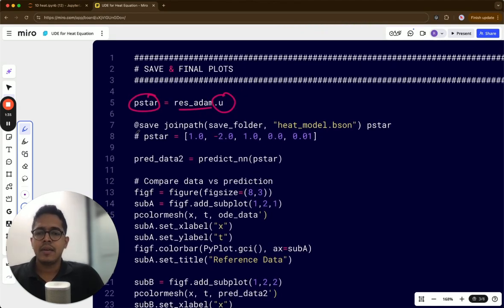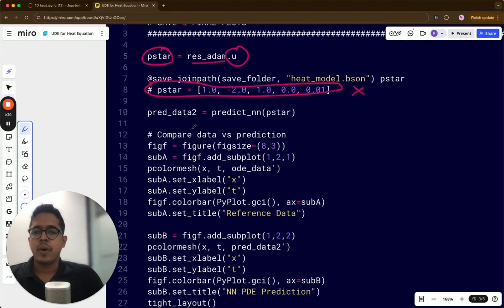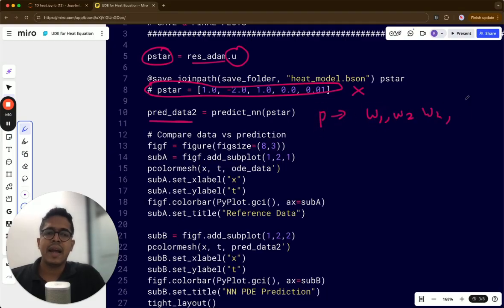And here, I mean, ignore this line. This is just for testing. But here we are plotting the predicted. So now we are predicting new set of time points using the predicted P star. So what are the parameters, by the way? They are weights W1, W2, W3, and then the D naught, right? So the predicted diffusion coefficient. So using these four things, we can actually predict the temperature.